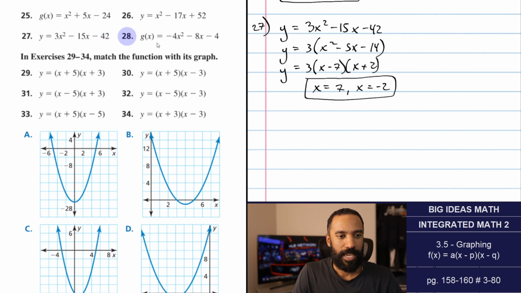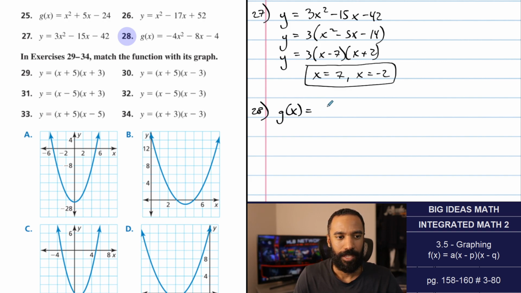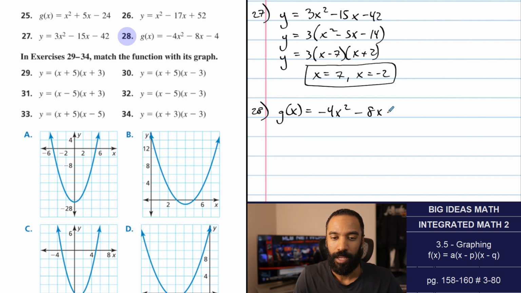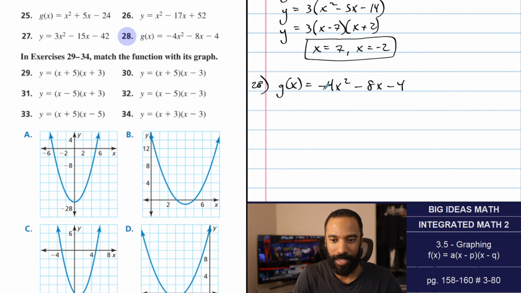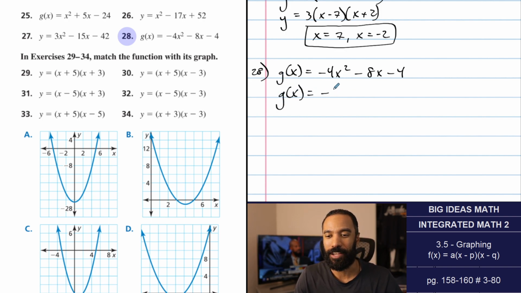And then number 28, we're going to do g of x equals negative 4x squared. I sense a GCF of a negative coming. I see where this is going even further. This one, they're not going to ask you to graph just yet, for reasons. Let me show you. You're factoring negative 4 out.